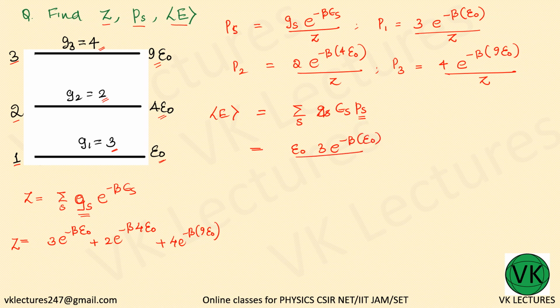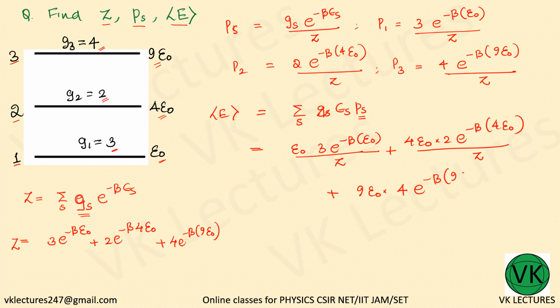divided by Z, plus now we have 4 times E naught into P2, that is 2 times e to the power minus beta times 4 E naught by Z. The last term is 9 times E naught into 4 times e to the power minus beta times 9 E naught by Z. And Z is equal to 3 e to the power and so on, so we can replace this Z by this equation.